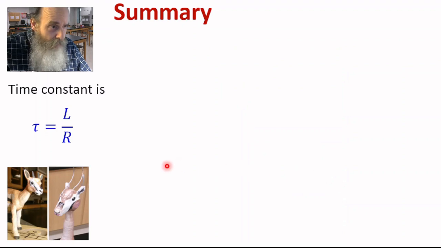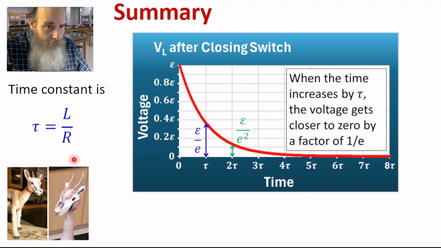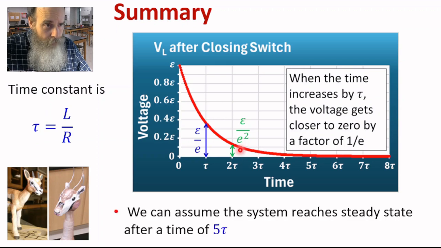Time constant tau equals L over R. So when the time increases by tau, the voltage across the inductor gets closer to 0 by a factor of 1 over e. So it starts at EMF, then at time tau, it's EMF over e. At time 2 tau, it's EMF over e squared. And we can assume that the system reaches steady state after a time of 5 tau.